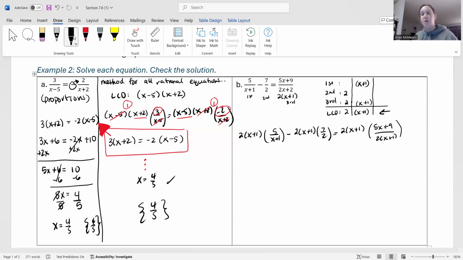I encourage you to show this step as you're learning this method. And then once you get a lot of practice and really comfortable with it, then you can kind of move into doing this in your head, but tread lightly. Okay? Now we need to cancel out all of our denominators.